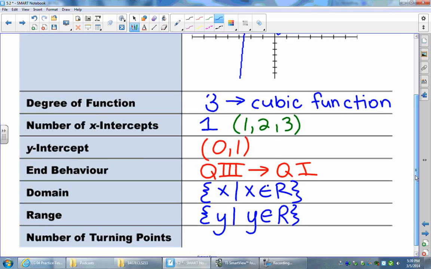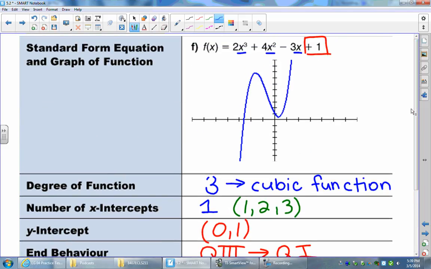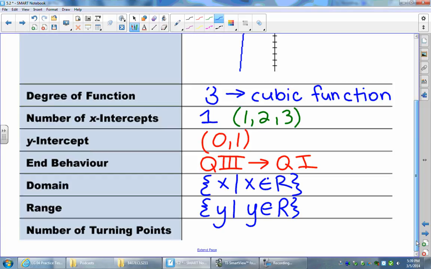And then now we have to look at our turning points. Okay, we can see that the graph is moving upwards. There's a turning point, it starts moving downwards. There's a second turning point, and then it starts moving upwards again. So we would have 2 turning points in this cubic function.